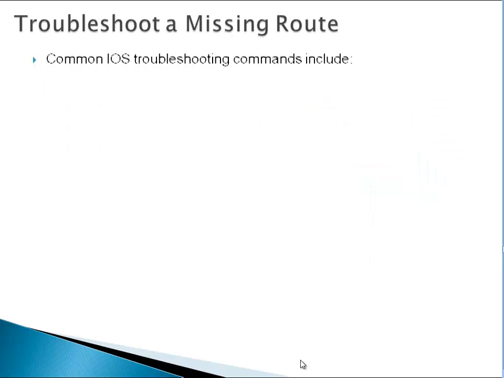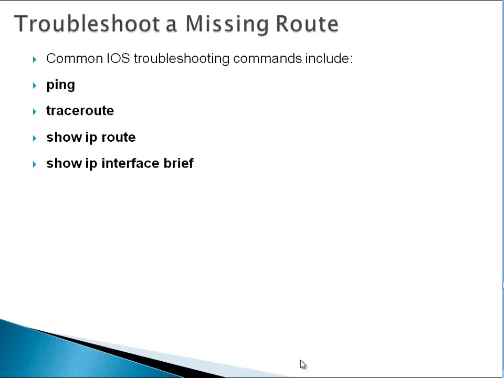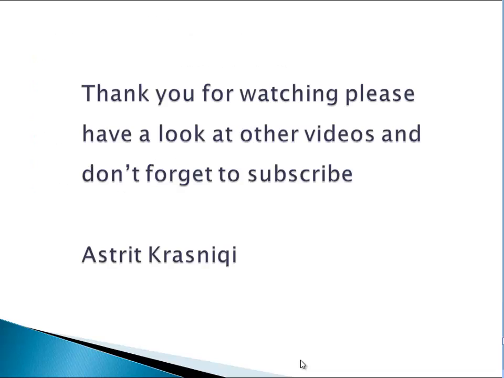Troubleshooting a missing route is the same as with IPv4. To troubleshoot, we use ping and traceroute, both for IPv6 and IPv4. For IPv4 that's ping, traceroute, show ip route. For IPv6 it will be show ipv6 route, show ip interface brief, and show cdp neighbors.